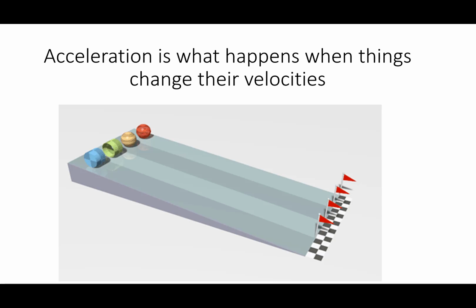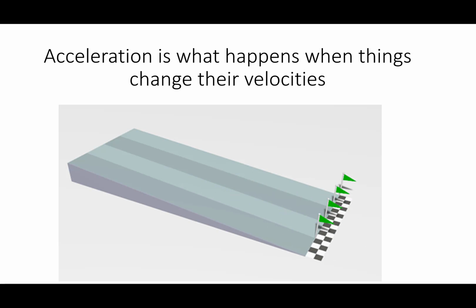So this video is going to be about acceleration, what it is, and how to calculate it. Acceleration is what happens when something changes its velocity, like it starts off not moving and it speeds up, or it starts off being very fast and it slows down. Here's an example of some things that have an acceleration. They start off not moving and they speed up, like they're racing.